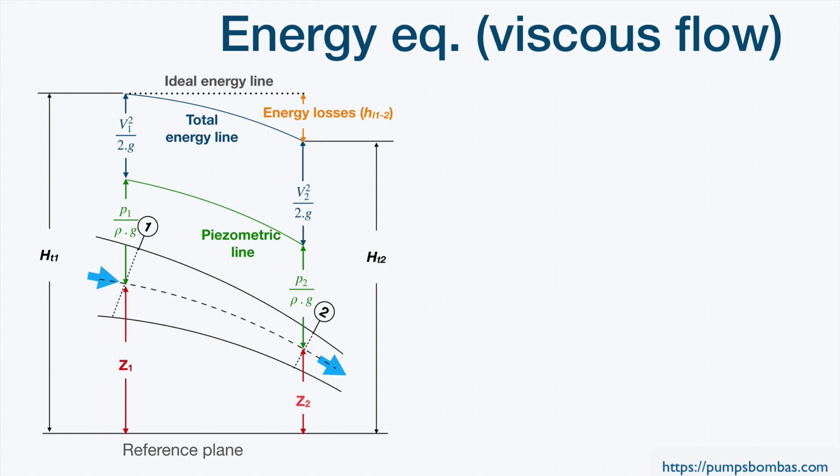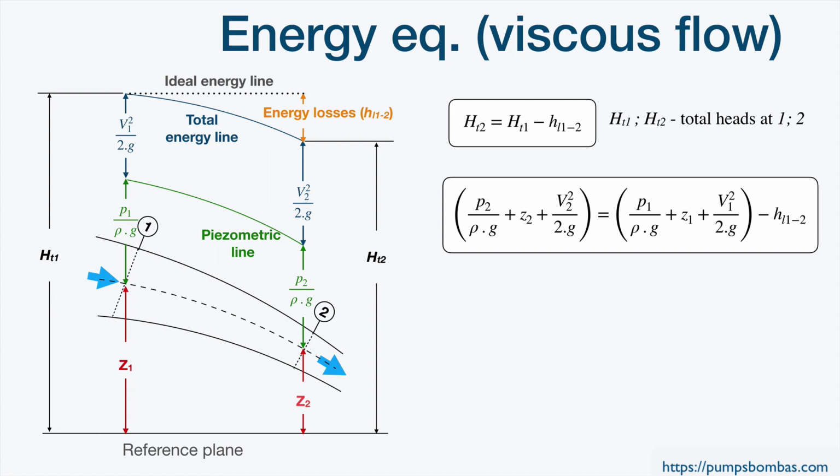Representing in the form of an equation what we have seen graphically, we have that the total head at section 2 is equal to the total head at section 1 minus the pressure losses. Being the total head at section 2 the sum of the pressure head plus the geodetic head plus the velocity head, it is equal to the total energy at section 1 minus the pressure losses.